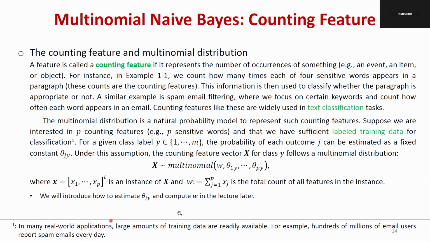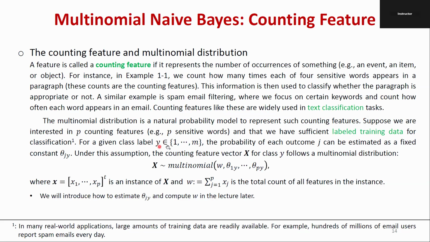Here I wrote a footnote: in real applications, large amounts of training data are always available. Let's say, for example, Google has hundreds of millions of emails every day. Be careful, this number is pretty conservative, because here I'm only talking about human-generated emails. Nowadays, using APIs, they can use AI or robots to automatically generate emails, and I don't even know the scale. So I assume we always have a sufficient number of labeled training data.